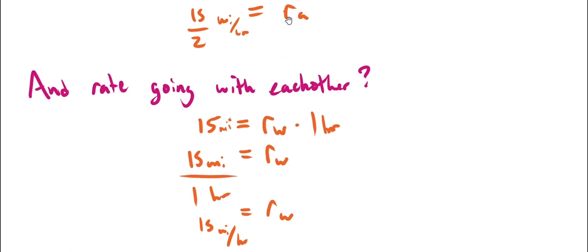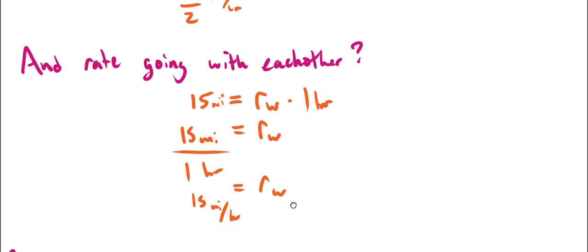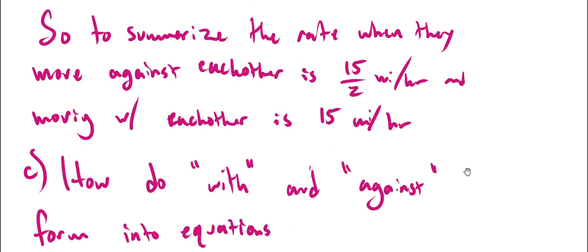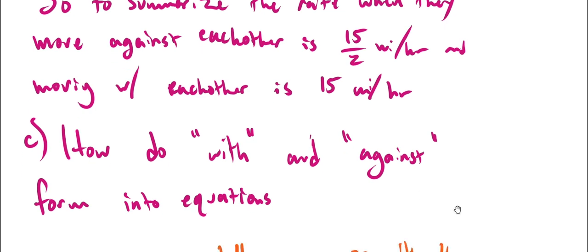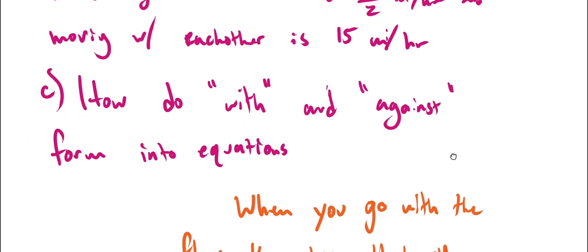And that makes sense. It took twice as long in total to do the same trip when they were going against each other. So the total rate was half of what it was when they were going with each other. So just to summarize where we're at so far, the rate when they were moving against each other is 15 over 2, or 7.5 miles per hour. And when they're moving with each other, when the river and the boat are helping each other, it's 15 miles per hour total. Now, what we have to figure out is what to do with this with and against concept, right? How does the river traveling in the same direction as the boat, or the opposite direction as the boat, form up into an equation?